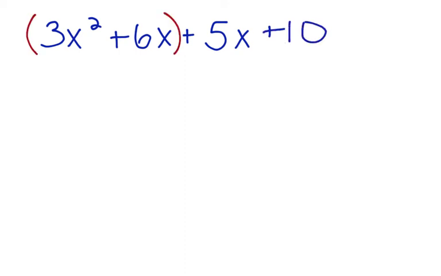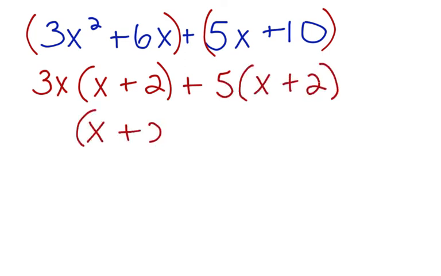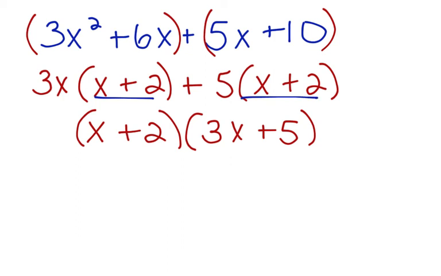So I just put parentheses around these, and I can take out a 3x, and I can take out a 5, and I get x plus 2, and 3x plus 5. So what repeats gets taken out, and what's left gets put together.